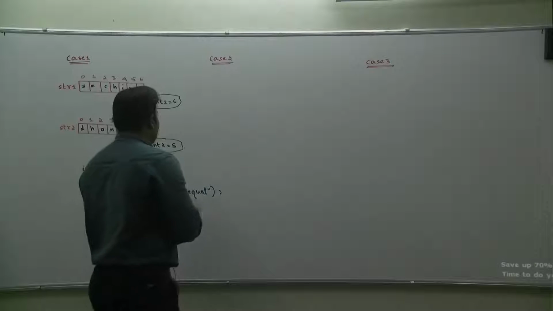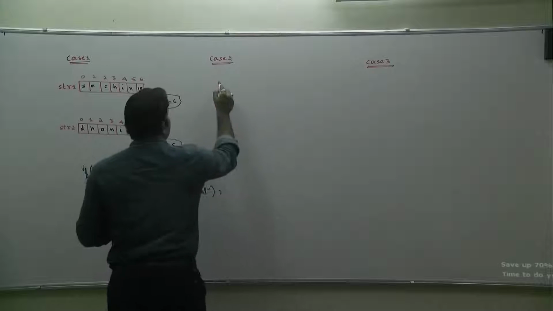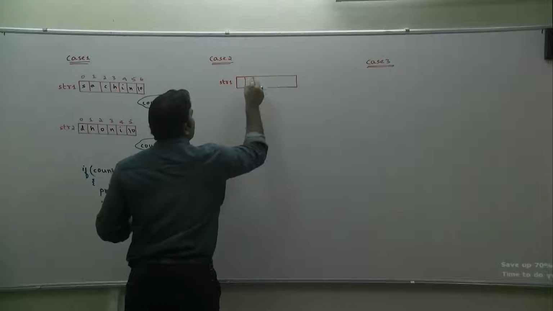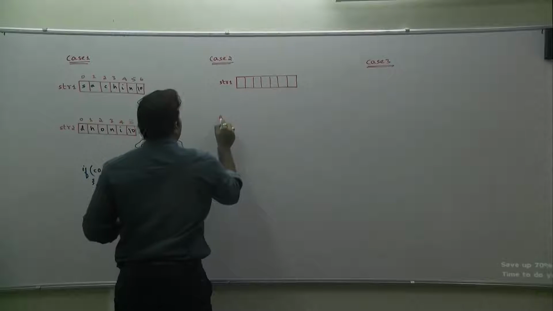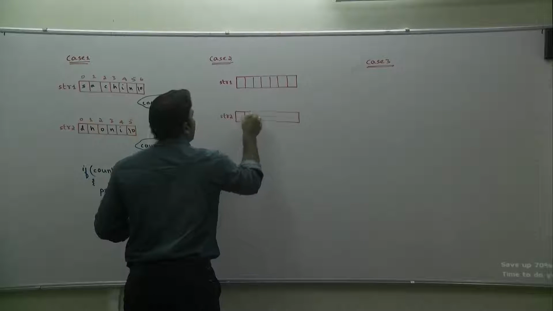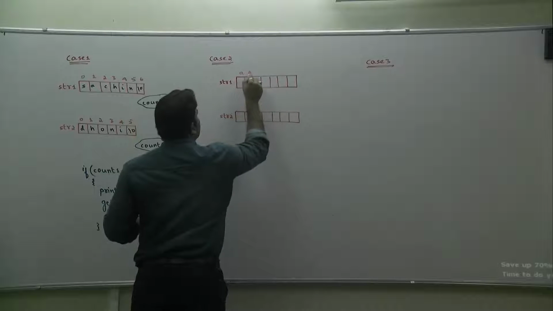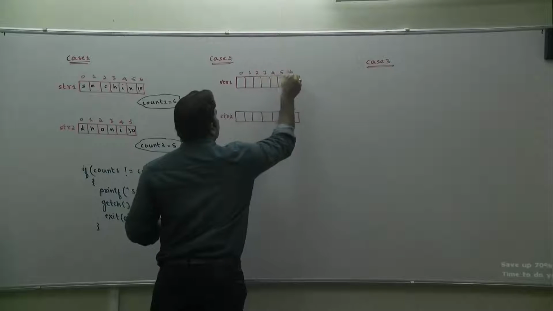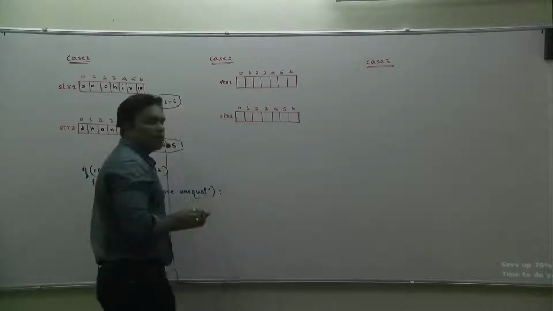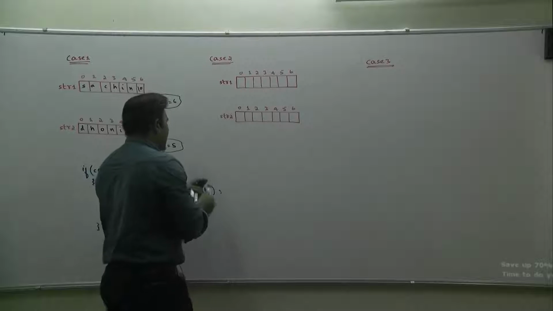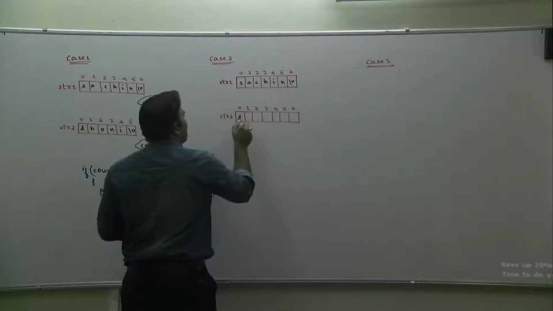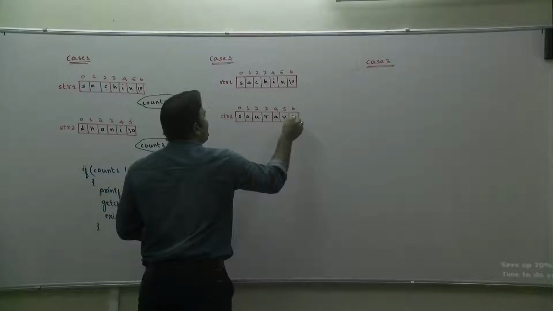Pay attention. The second case, assume that in the string 1, I have one data, and in the string 2, I have another data. This is 0, 1, 2, 3, 4, 5, 6. 0, 1, 2, 3, 4, 5, 6. Maybe here I have SACHIN null. Here I have SAURAV null.